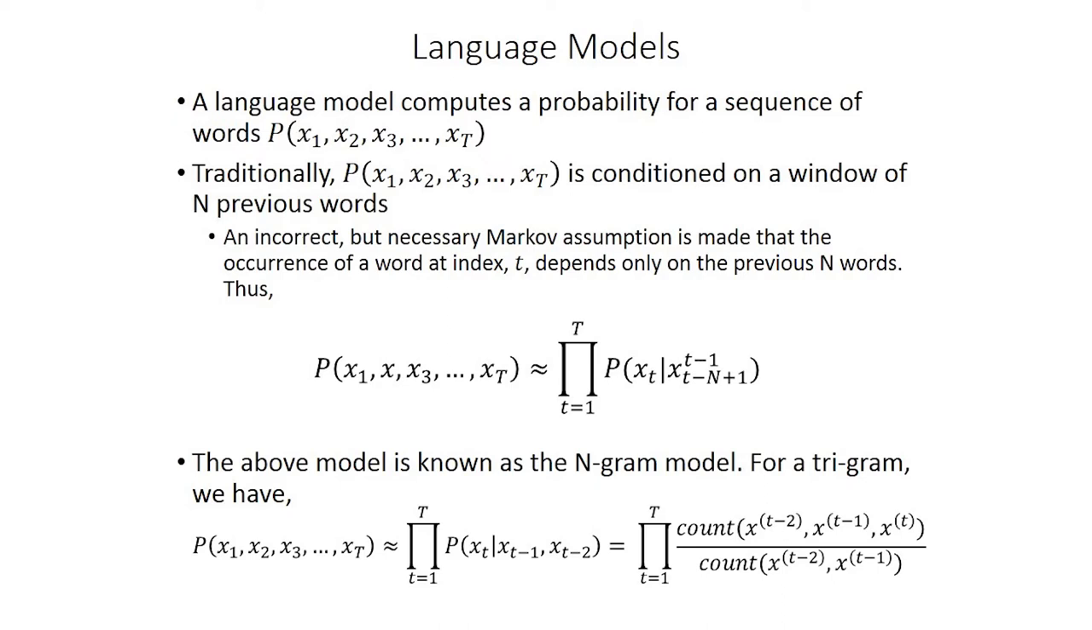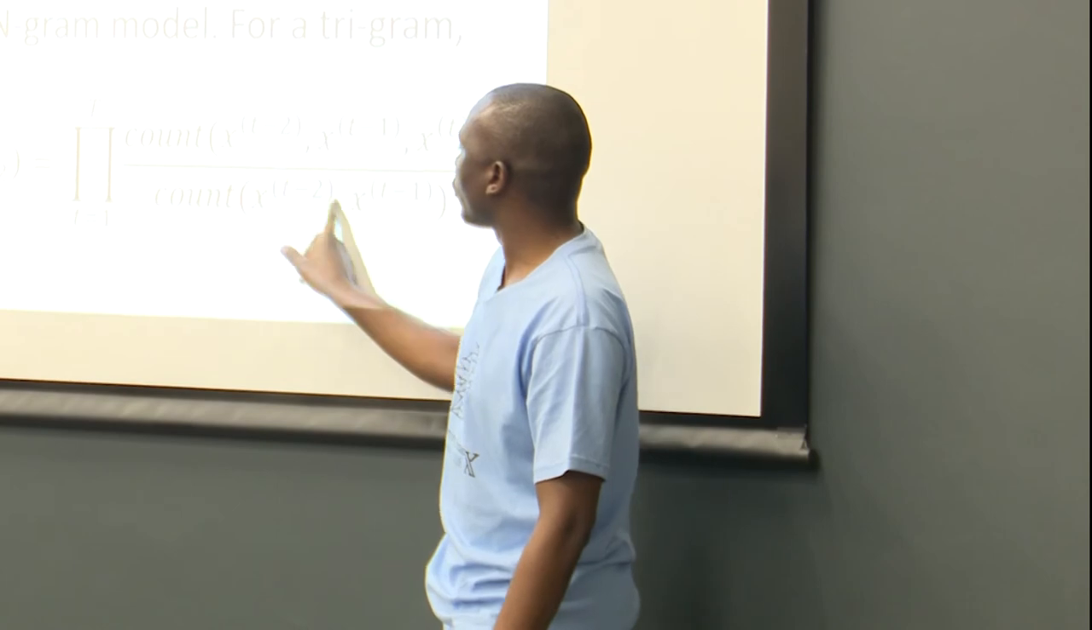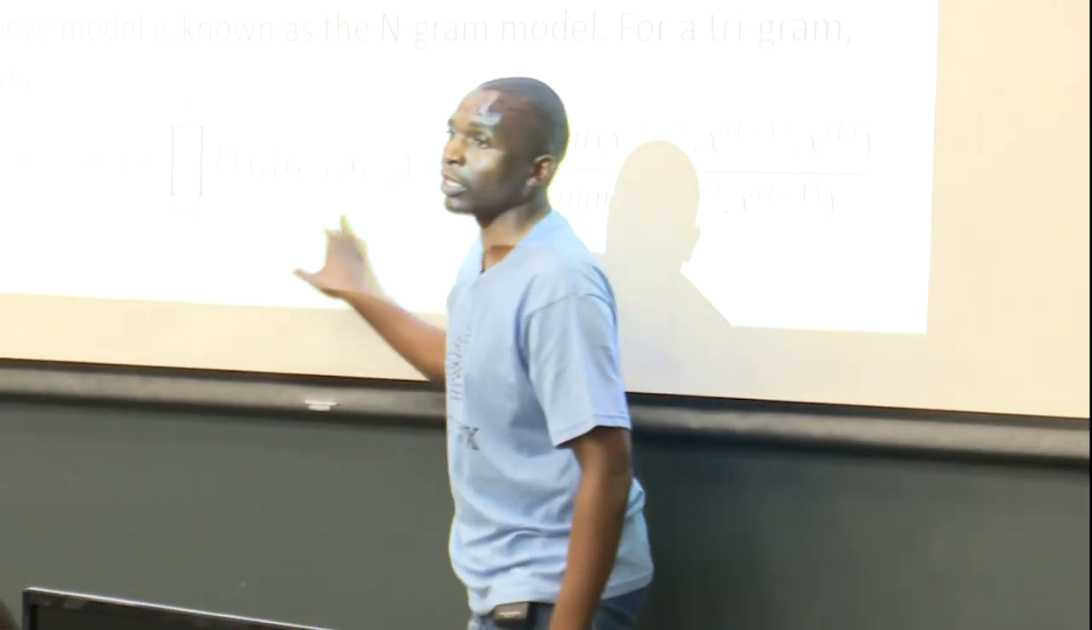So for estimating this probability, you usually just use your counting processes, maximum likelihood estimation. So you're just going to go into your training corpus. You're going to count how many times the word XT appeared after XT minus 2 and XT minus 1. You divide it by the occurrence of the sequence that's appearing before it. So this is the maximum likelihood estimation of the parameters for a language model.